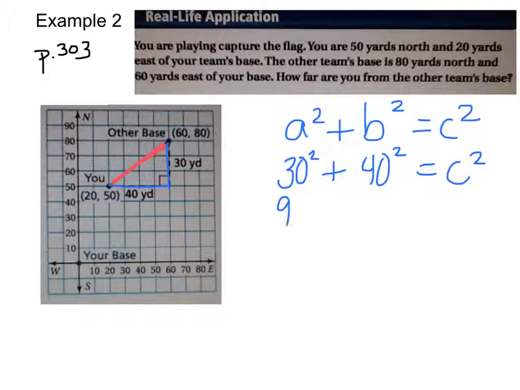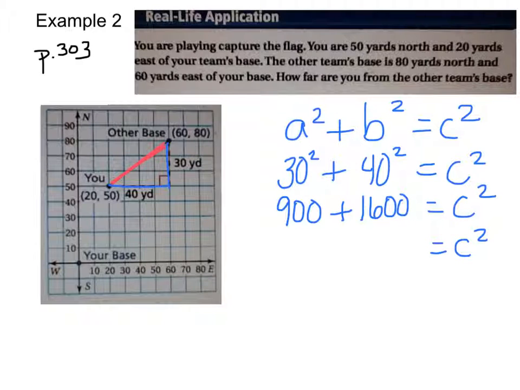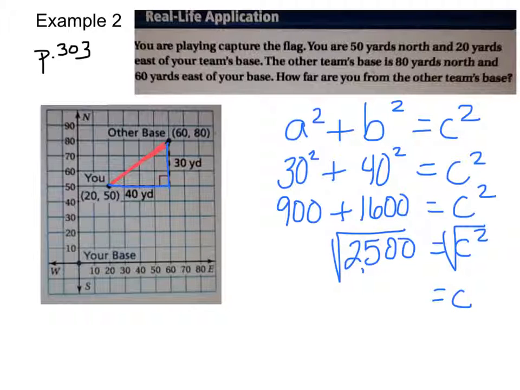Well, if we simplify that, that's 900 plus 1600 equals C squared. 900 plus 1600 is 2500. We take the square root of both sides. The square root of C squared is C, and the square root of 2500 is 50. So how far are you from the other team's base? You are 50 yards away.